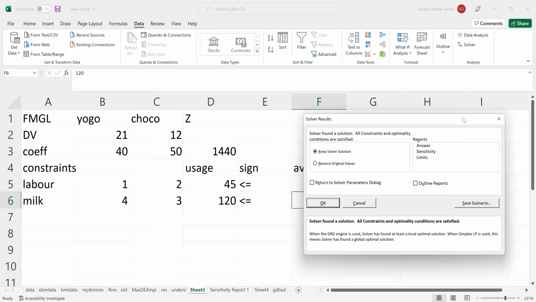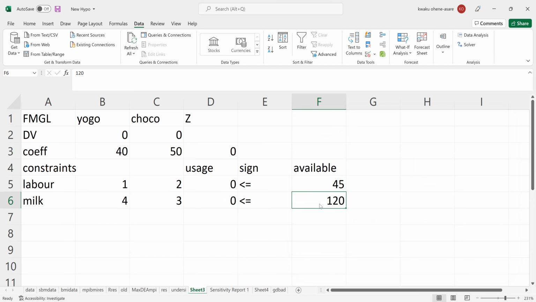By how much do I need to raise labor up to? That is the upper bound of the sensitivity range. By how much do I need to lower labor hours up to? That is the lower bound of the sensitivity. So I just wanted you to understand the power and the principles of this sensitivity. Once you master it, you are good to go.